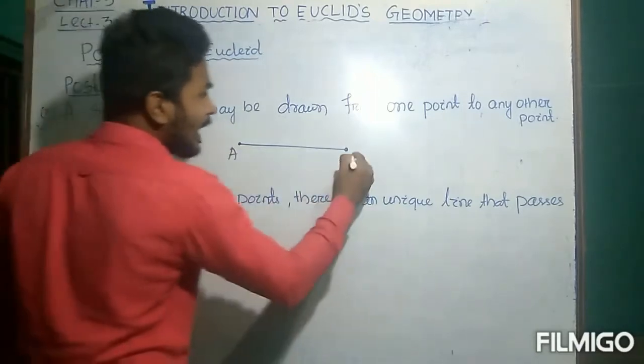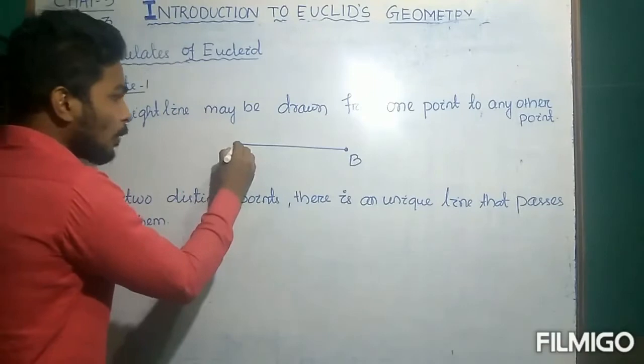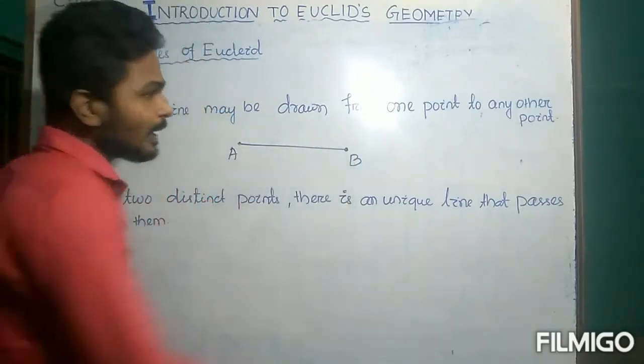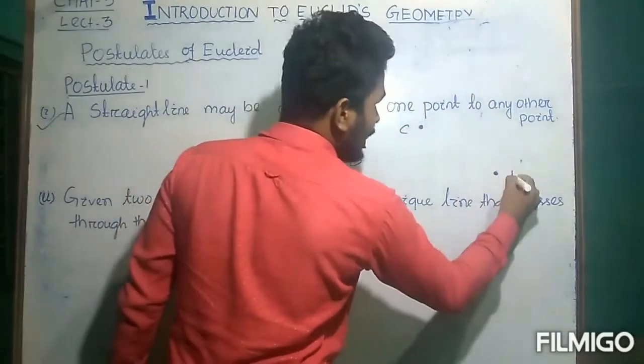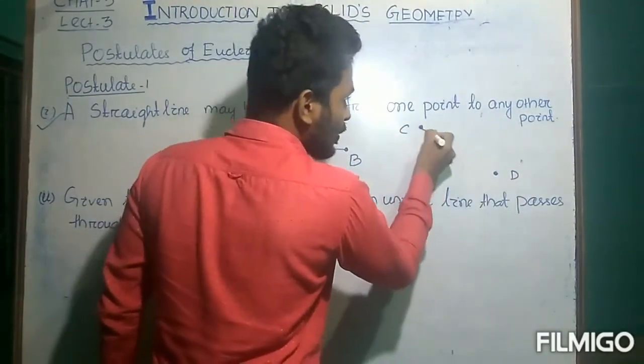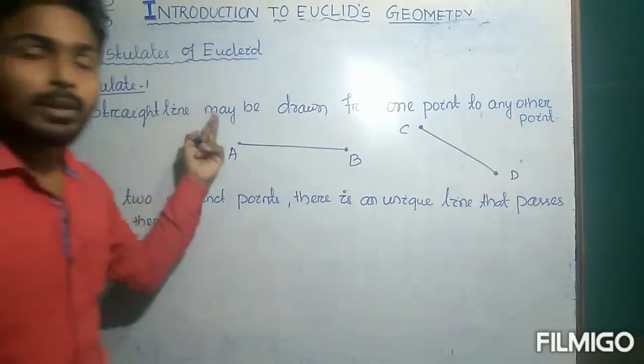Suppose A is a point and B is another point. Then you can draw a straight line from one point to the other point. Okay. If there are also two other points, C and D, then through these points you can also draw a straight line. Understood? So this is statement number 1.